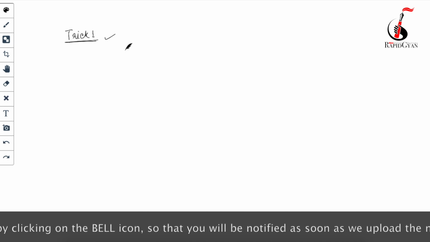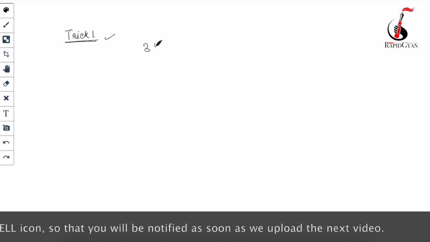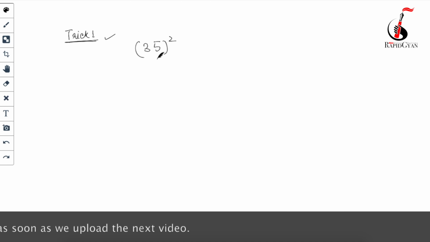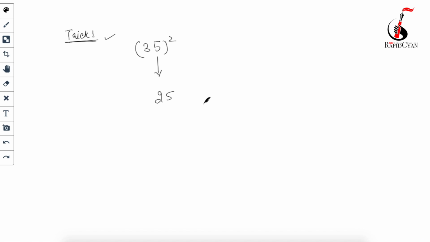Suppose you will have to find 35 square, beta. First find the square of 5. You know square of 5 is 25. Then what you will do? Check this number is 3. Multiply 3 with one number greater than 3, means 4. So 3 times 4 is 12. So your 35 square is 1225.